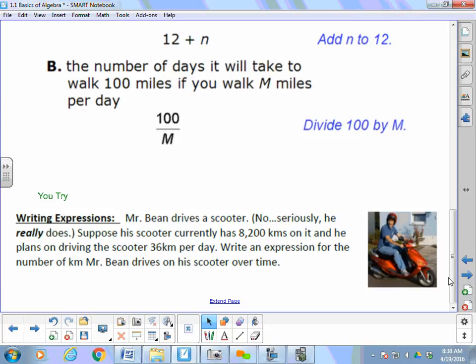He's really old. Okay, his scooter has 8,200 kilometers on it, and he plans on driving the scooter 36 kilometers per day. Write an expression for the number of kilometers Mr. Bean drives on his scooter over time. All right, so what would that be? Write an expression for it.